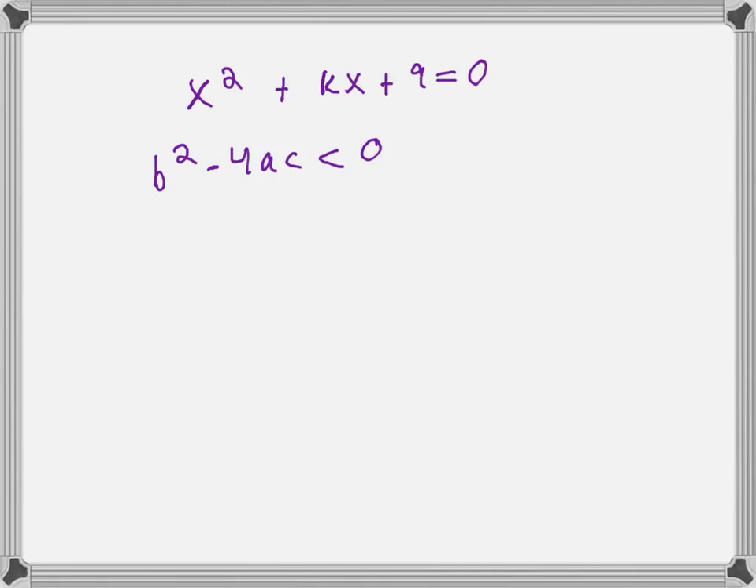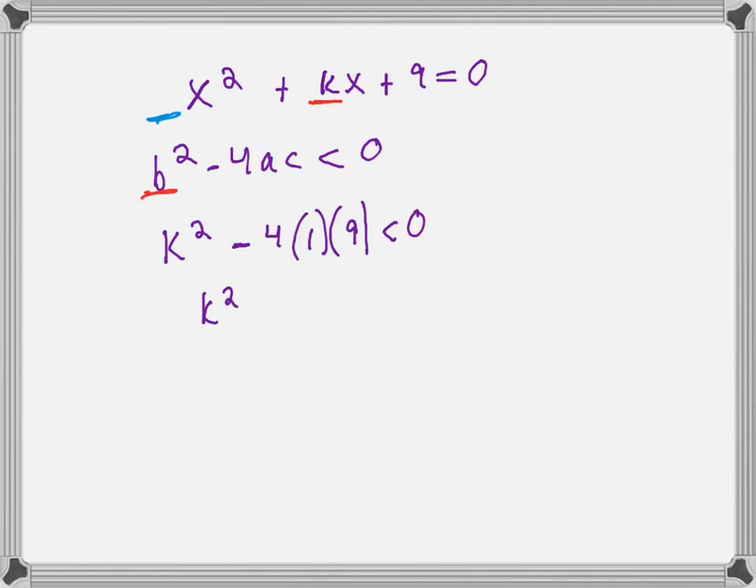So we're obviously going to have some sort of inequality here and some sort of range, because there are multiple values that are going to give us imaginary roots. So we plug in some of our stuff. We get k squared because that's b right now, right? So we get k squared minus 4 times 1, because the coefficient a is 1, and we're going to multiply that by 9. And we're saying this is less than 0.